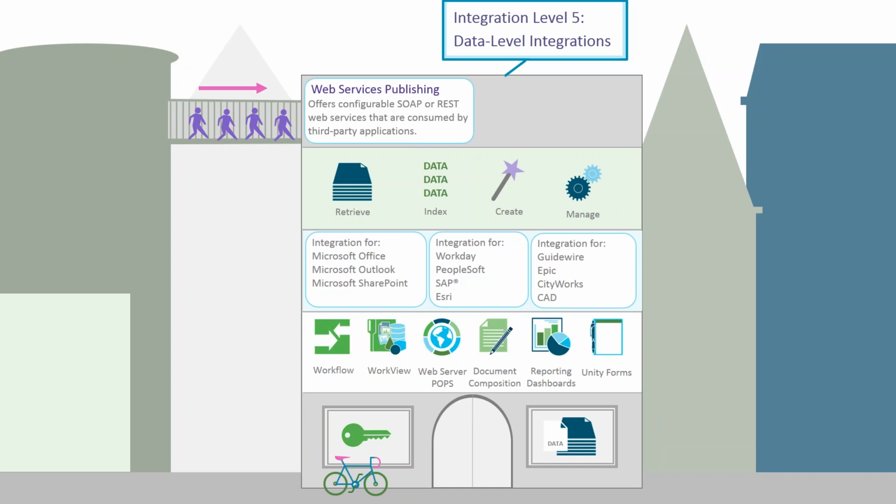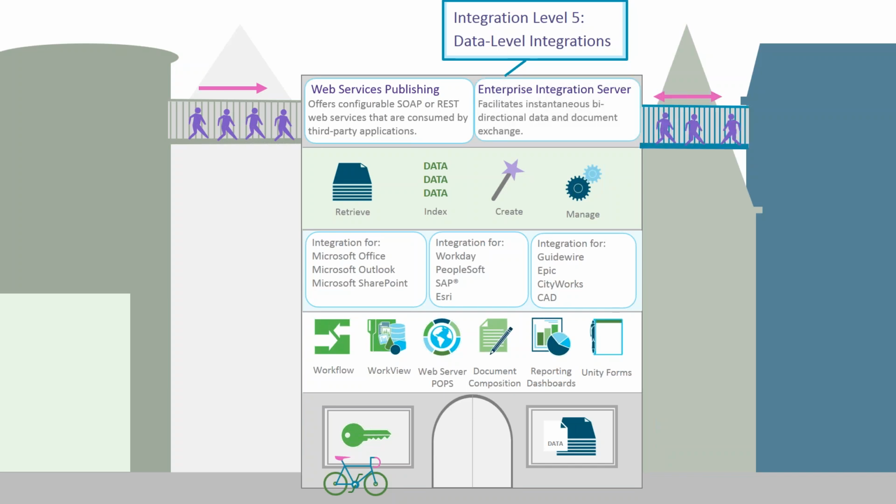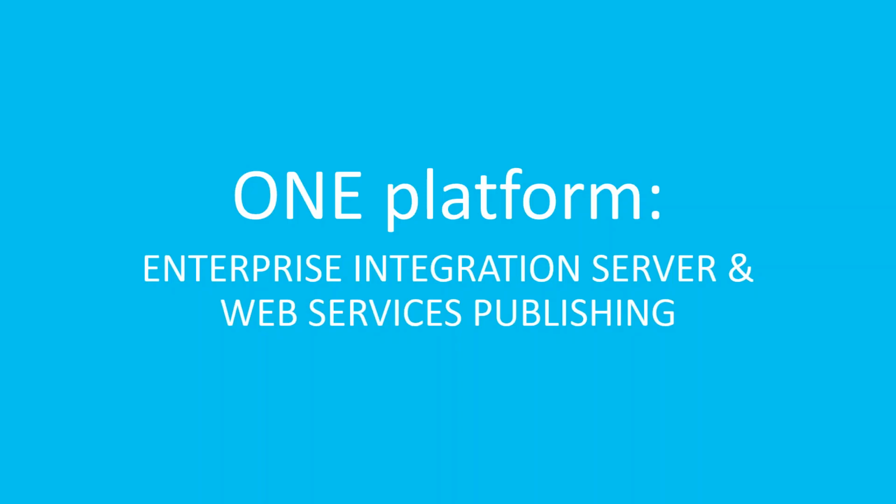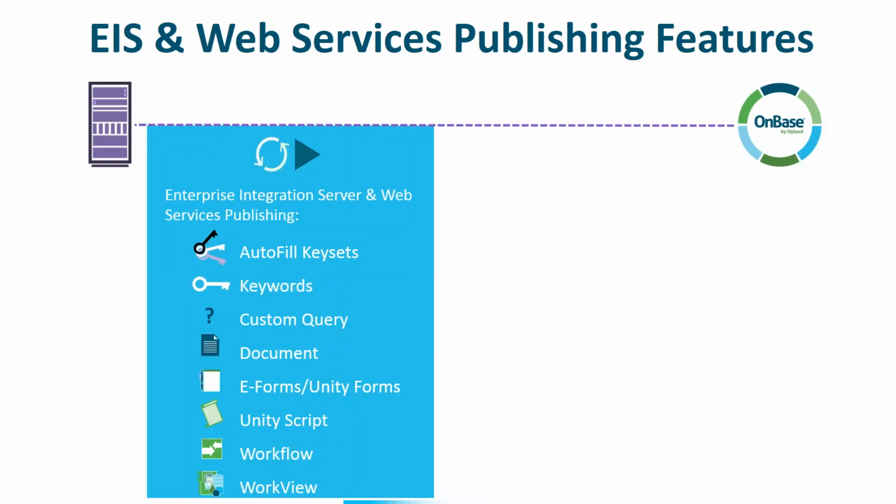Now those are sort of a single directional integration. So it's always that other system calling OnBase. Sometimes it's retrieving information from OnBase, or sometimes it'll be pushing information. But Enterprise Integration Server is when you want to have that bi-directional data or document exchange between both systems. It facilitates that communication between the systems. And EIS and Web Services Publishing are actually built on the exact same platform. So when one gets an enhancement, the other one gets one too. There are just a few differences between them. So as I said, when we have the business system going to OnBase, Web Services Publishing is a great tool, but EIS can also do all of those same things.